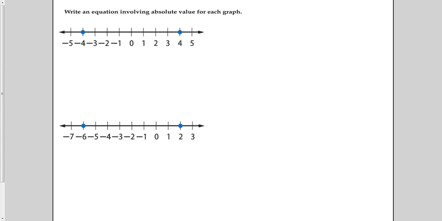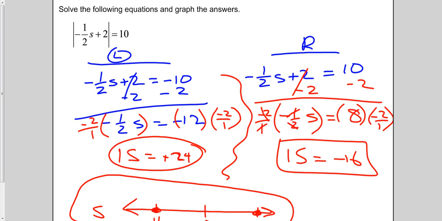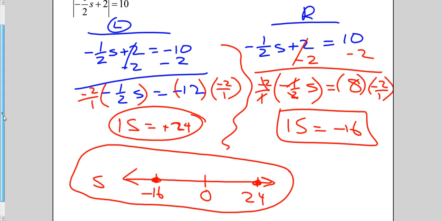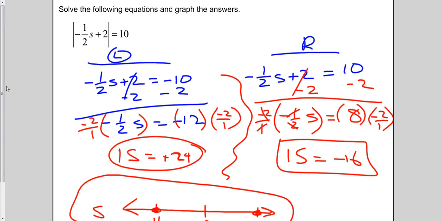In this case, we're actually going to start out with our points and work our way backwards. And so before I get to this, I want to kind of go back and see where we are. There is an equivalent expression for what we're using. There's an equivalent expression to negative 1/2, the absolute value of negative 1/2 s plus 2 equals 10.